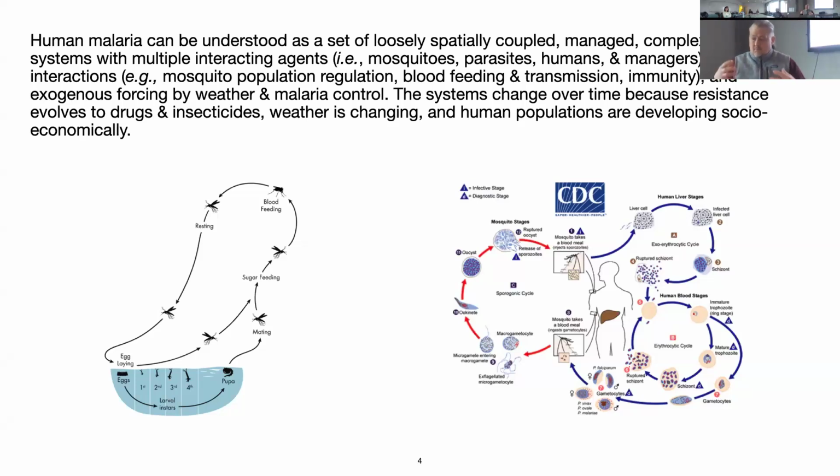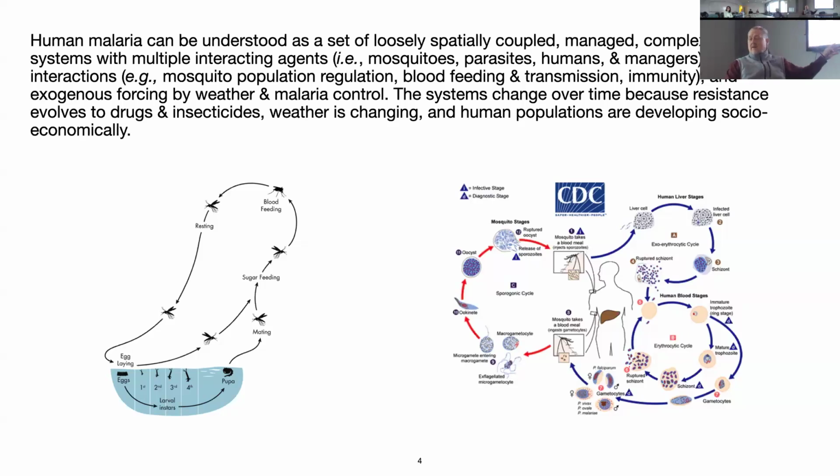But I want to talk about it more as a management problem. Human malaria can be understood as a set of loosely spatially coupled, managed, complex adaptive systems with exogenous forcing such as weather and malaria control. When we talk about adaptive, we're talking about the evolution of resistance to drugs and to pesticides, socioeconomic development, and a range of other conditions that change, including climate. So we're talking about a very complex system.